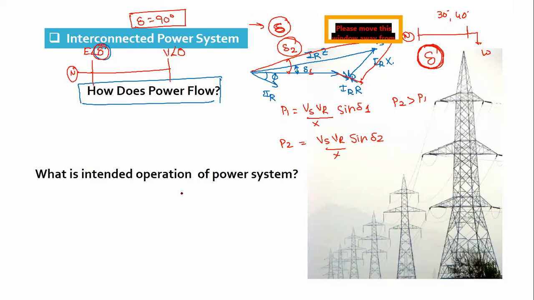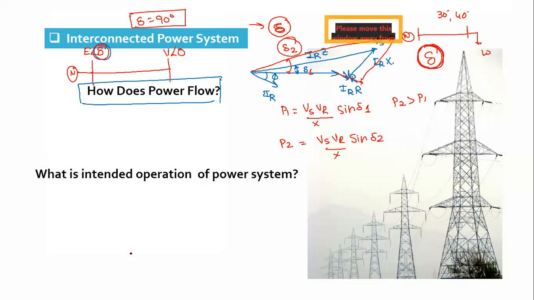Any doubt in this point, that how does power flow? What is load angle delta? Who introduces the load angle delta? It is because of the load. When you connect, there will be drop in the line, IR and IX drop, which results into the difference in the angle between sending and receiving end. Fine. Any doubt?